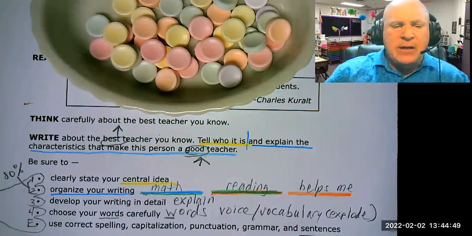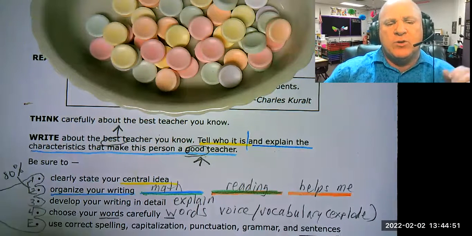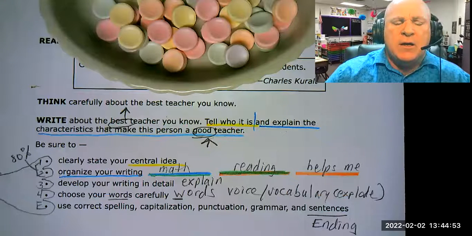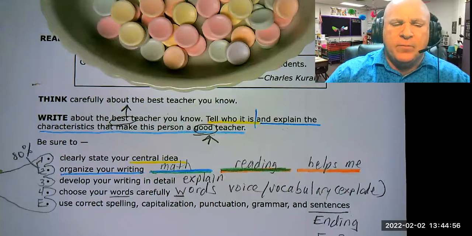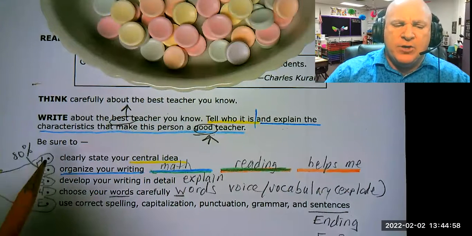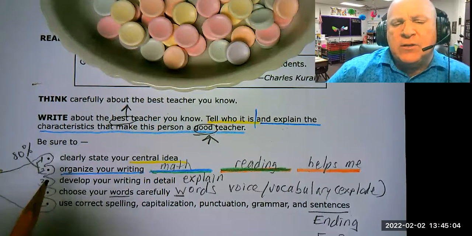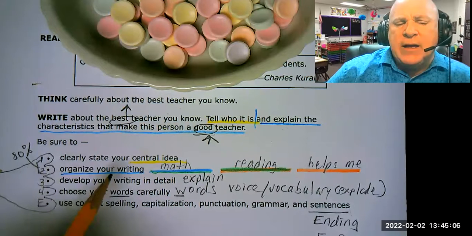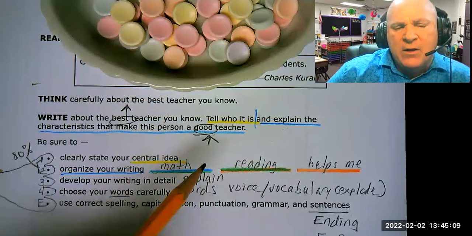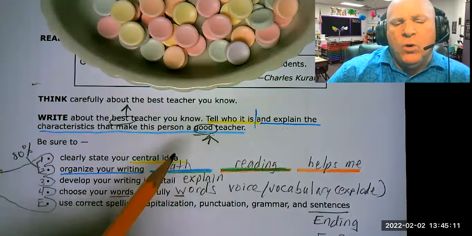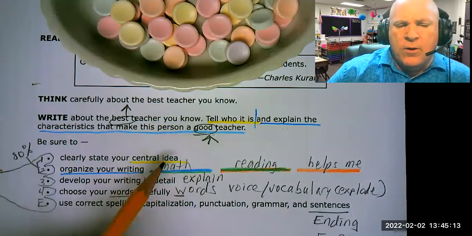And so basically the student scoring rubric was the bottom portion. How to get a 1 is the first bullet. So your hand has 5 fingers. How to get a 1. Clearly state your central idea. Who is that teacher? And if they can find that, hopefully you can get a 1 or more.